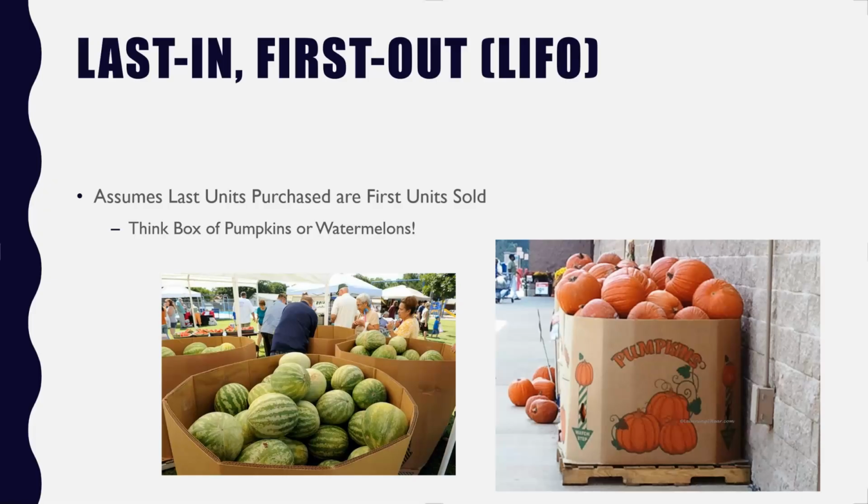The first watermelons or pumpkins that were loaded into the bin are at the bottom, and the last watermelons or pumpkins that were loaded into the bin are at the top. So when a customer comes by to buy a watermelon or a pumpkin, they will choose the one from the top because it is easiest to get to. Therefore, the last in the bin is the first one sold. Last in, first out.